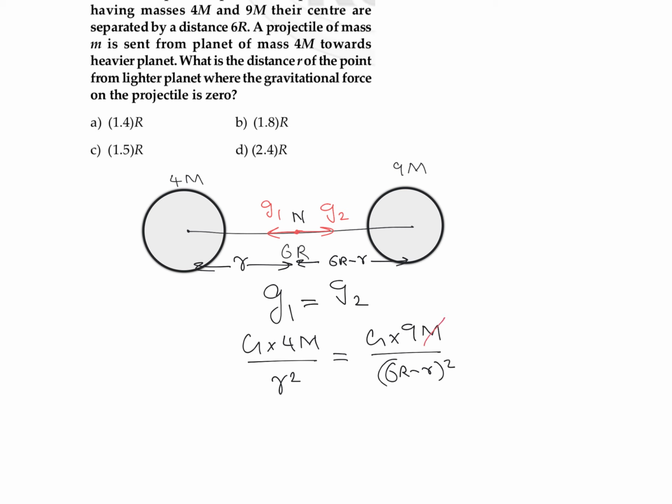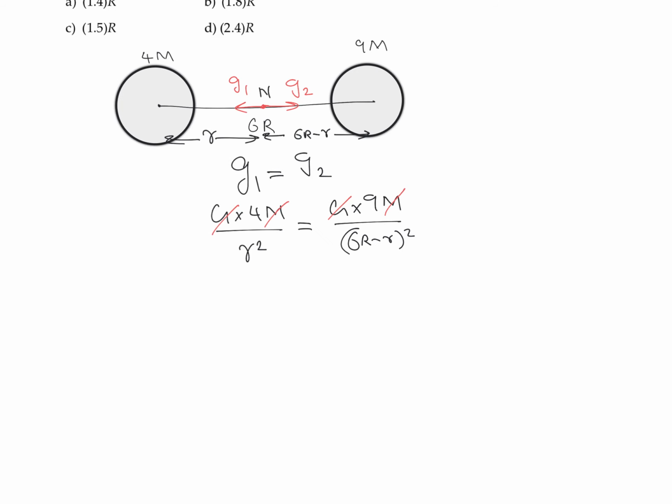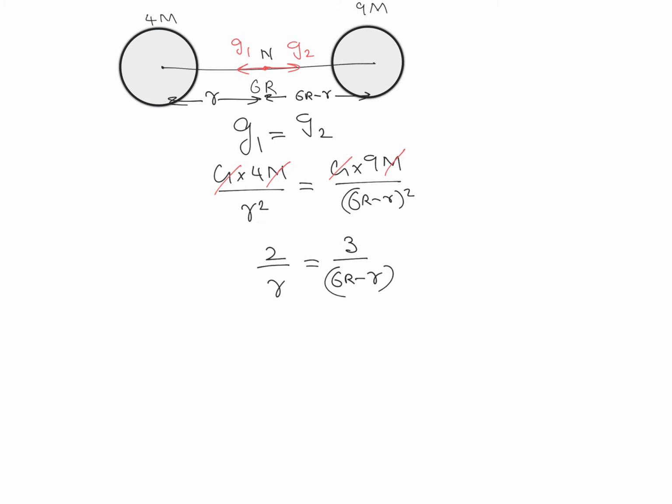We can cancel this m and this m, this G and this G, and if we take the root on both sides, the root of 4 is 2, the root of r square is r, the root of 9 is 3, and the root of the other side is 6r minus r. So we cross multiply. This gives 12r minus 2r equal to 3r, or 12r is equal to 5r, so r is equal to 12r divided by 5, which is equal to 2.4r.